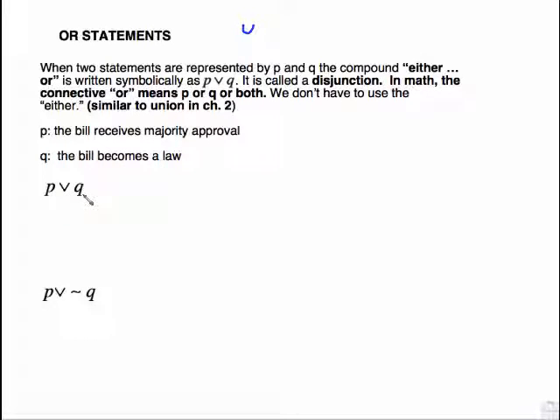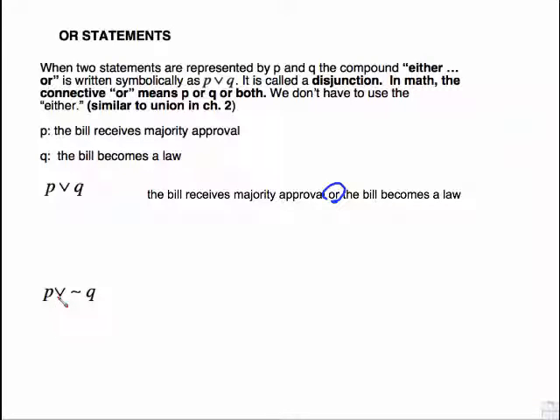I want to translate this into words. P or Q, so I just need to substitute in "the bill receives majority approval" for P, and "the bill becomes law" for Q, which will give me this statement. The bill receives majority approval, or, there's our connective, or, the bill becomes a law.